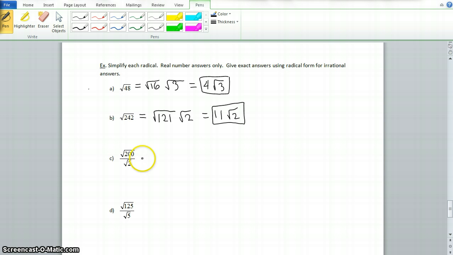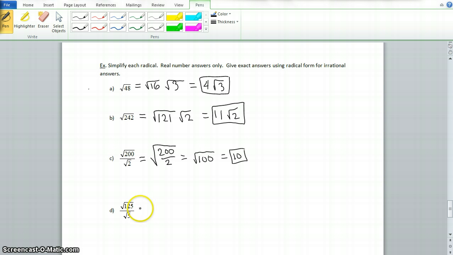Alright, part C, we're actually going to use a different property for radicals. When you're dividing two radicals, it's the same thing as taking the square root of that quotient. So the square root of 200 divided by the square root of 2 is the same thing as a big square root of 200 divided by 2. Right, so that's easy to do. 200 divided by 2 is 100. Square root of 100 is 10. That was easy.